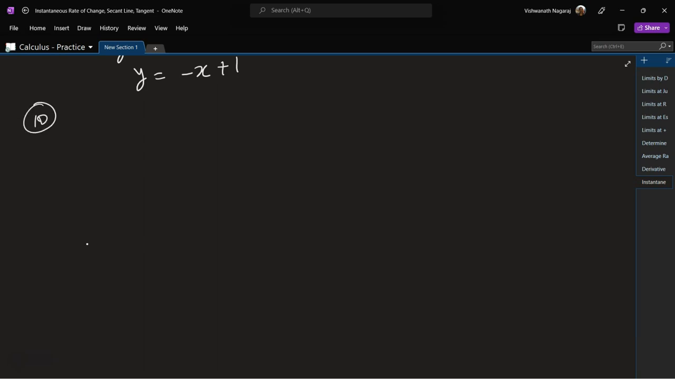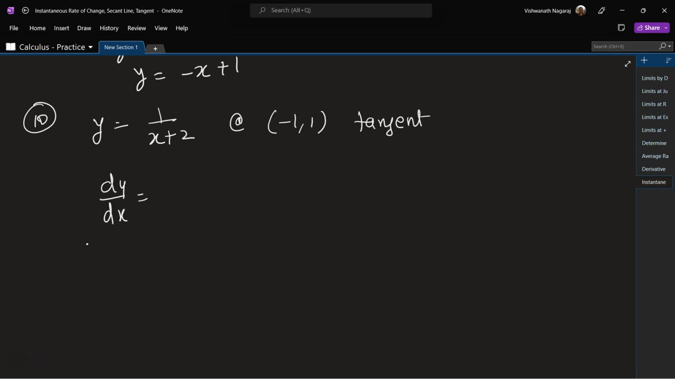Okay, 10th one. y is equal to 1 by x plus 2 at minus 1 comma 1. We have to find the tangent. Okay, so dy by dx. Now by this time you might have realized that when we take it up the exponent becomes minus 1, right? So minus 1 becomes minus 2 and we bring it down again. So basically the exponent increases by 1, but that minus comes here. So minus 1 by x plus 2 square.